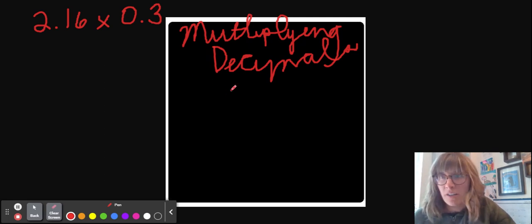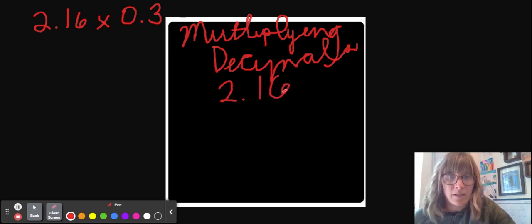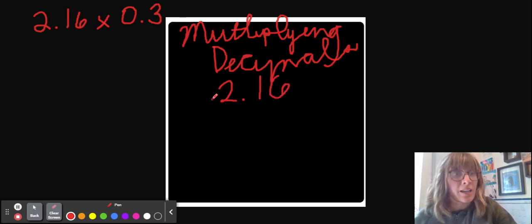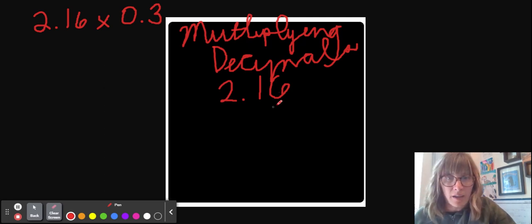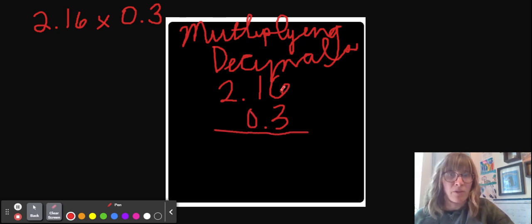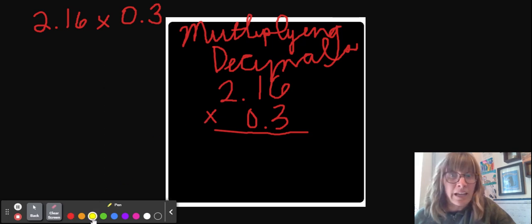So what you're going to do is stack them up, right? So we're going to say 2.16. I like to put my number that has the most digits in it at the top, and then 0.3. So I'm lining up my place value spots here. I have my first digit, my second digit, they're in columns. It's okay that our decimals are not lined up, because we're going to multiply these like they're whole numbers.